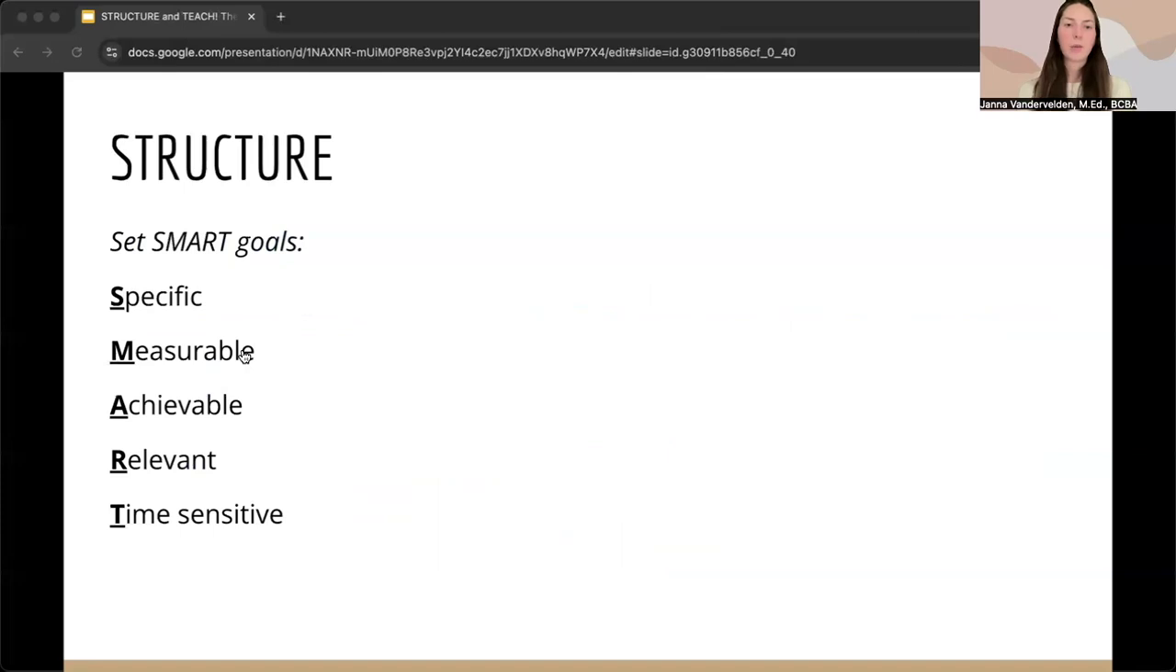Another guideline to consider when planning the goals for mentorship is the use of SMART goals. Again, this is not something that's unique to NBM, and many viewers are likely already familiar with them. But for those who may not be, SMART stands for specific, measurable, achievable, relevant, and time-sensitive.